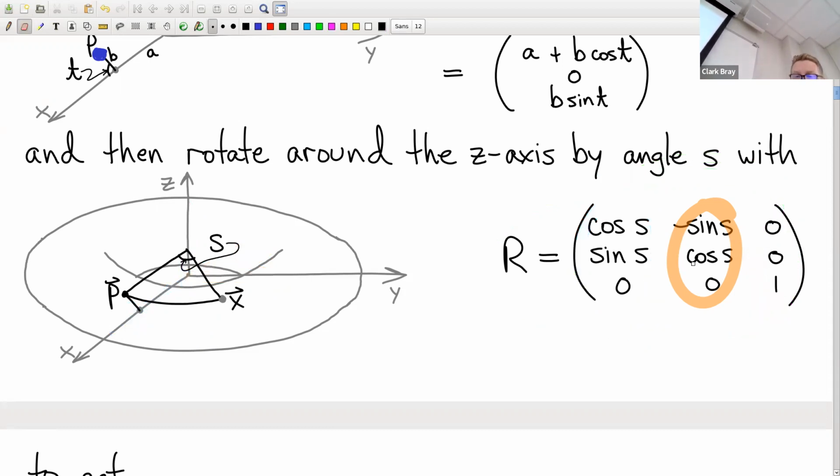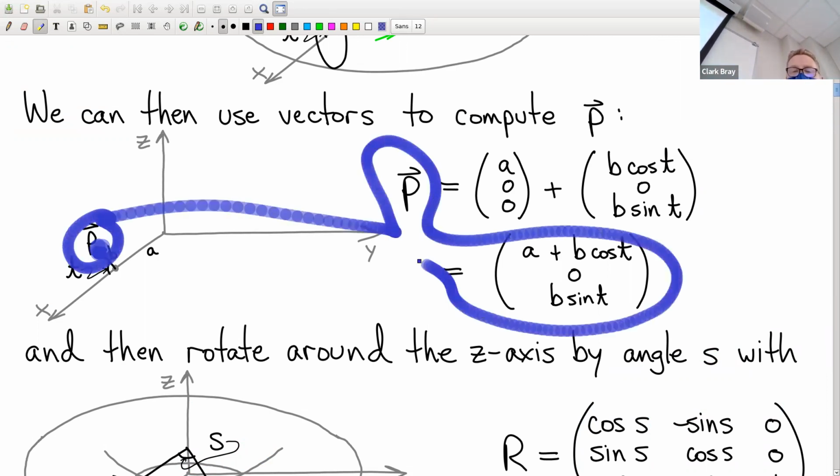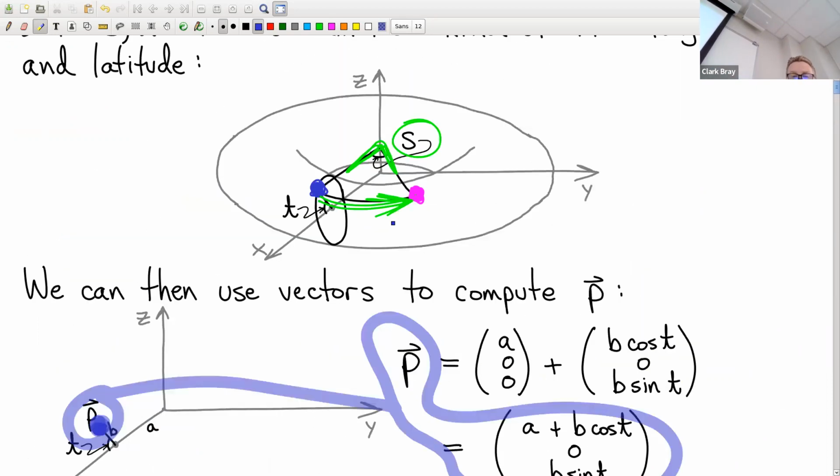Okay, so we're really close to being done with this parameterization now. We know this dark blue point P. There's P. I know further that the dark blue point, if I rotate by that angle S, as I just made a matrix for, gets me to the point that I actually want. So purple is the green rotation of the blue point.